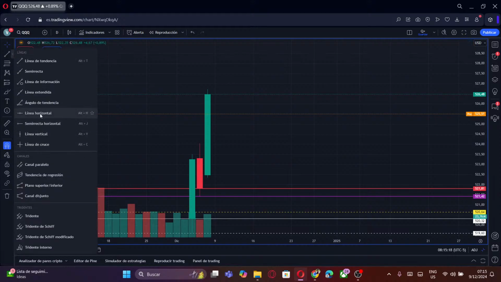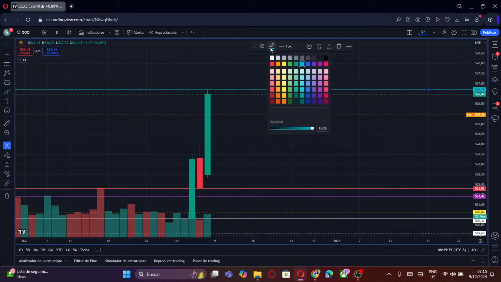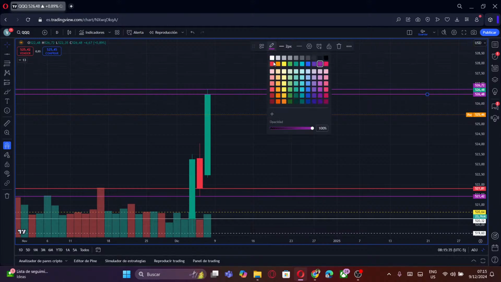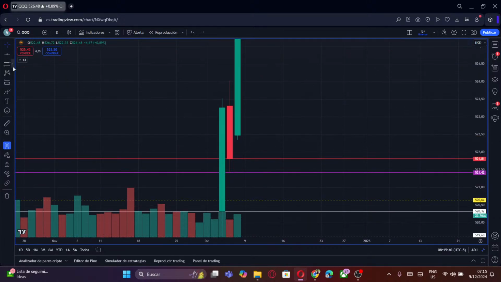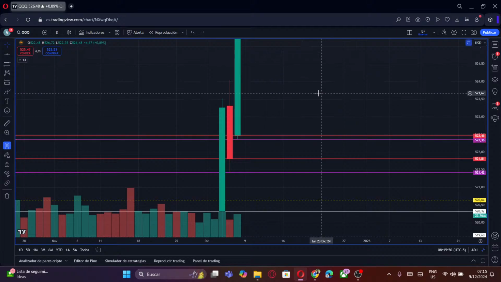Like usual, I'm going to be marking the high. This one's going to be a purple line. I'm marking this one as well with a red line. Same for this one, red line. And the low is going to be marked with a purple line right now. This one I'm going to keep.